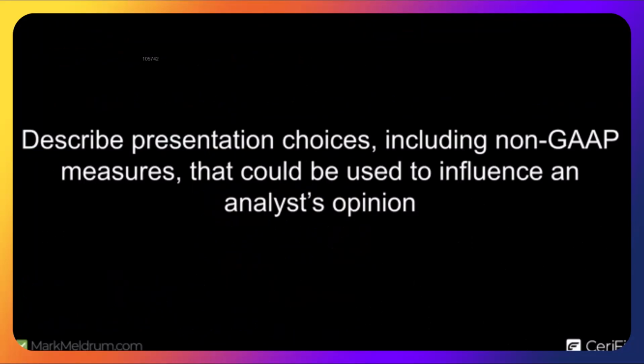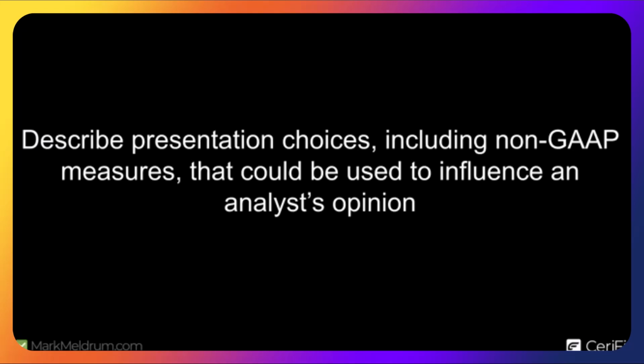And as promised, that's really the end of the setup. All that remains is to look at examples. The LOS we have here says, describe presentation choices, including non-GAAP measures that could be used to influence an analyst's opinion. The first thing we're looking at here is non-GAAP measures of earnings, then the next LOS is just say, okay, this is how we achieve it.